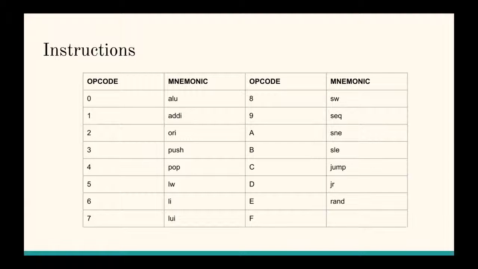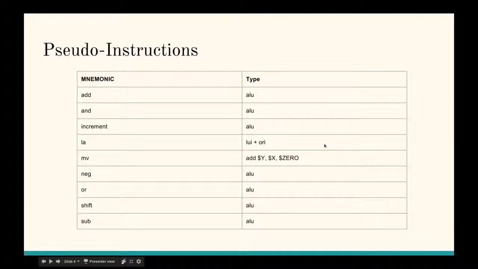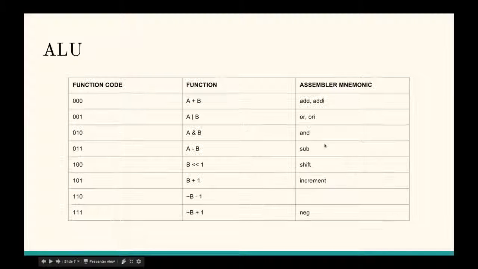My opcodes are 4 bits, so this gives me space for 15 different instructions. All of them are used except for F. The assembler implements a number of pseudo instructions that make things a little bit easier for the developer. And the ALU implements 8 different function codes. Those are add, or, and, subtract, shift, increment, invert b minus 1, and invert b plus 1.